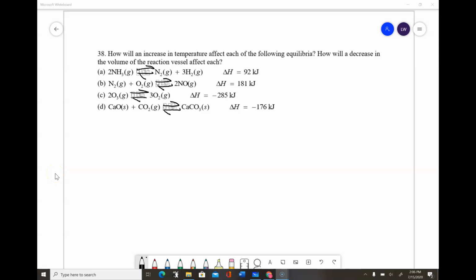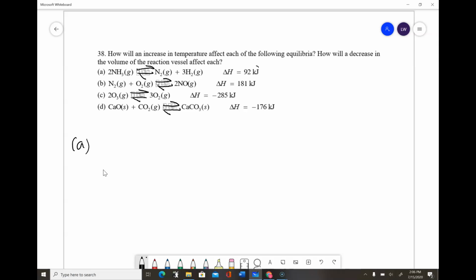In this problem, we're asked to consider how an increase in temperature will affect each of the following equilibria, and we're also asked to consider how a decrease in the volume of the reaction vessel will affect each. So I'm going to go through and do the temperature for each, and the first thing you want to do is identify whether heat is a product or a reactant.